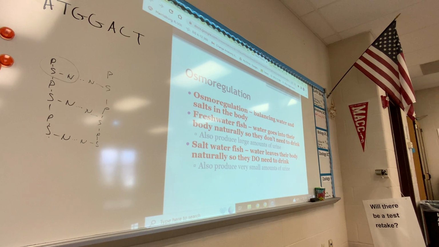So they naturally don't need to drink water. They don't need to because the water is always flowing into them. And so that means they are going to urinate a lot. They've got so much water coming in that they need to get rid of it, so they're going to urinate a lot. Also, they don't have to drink hardly at all because they've got so much water coming in, there's no need for them to drink anymore to balance it out. So this is just a natural process.